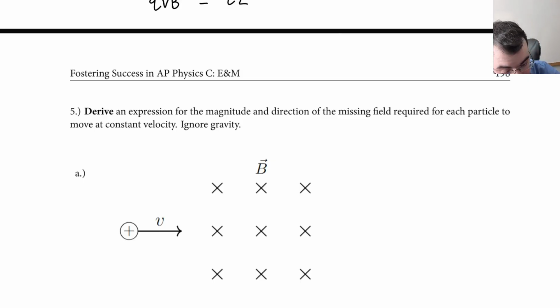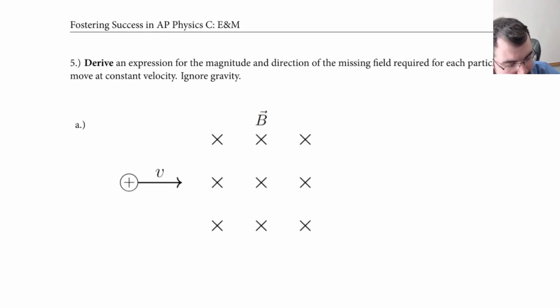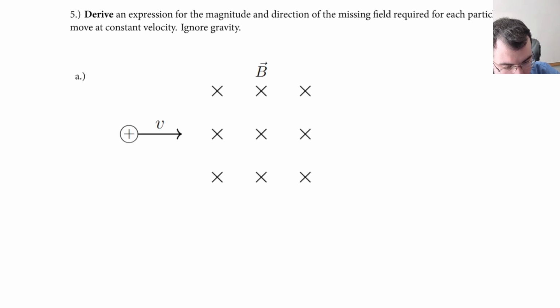All right, so now we want to find an expression for the magnitude and direction of the missing field required for each particle to move at constant velocity. And it says ignore gravity. Well, if it's moving at constant velocity, we know the force is balanced. So let's find what force we're given. Positive charge, so QV cross B, up. So we're actually going to experience a force QVB up.